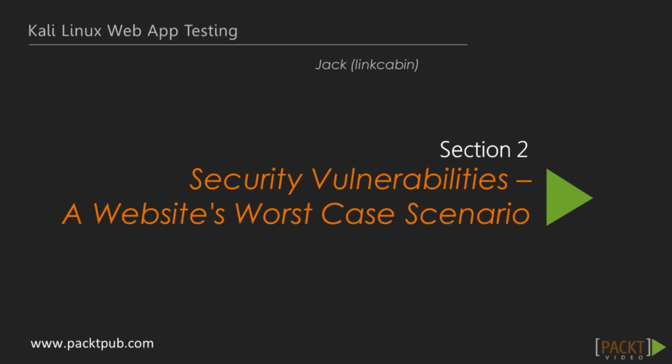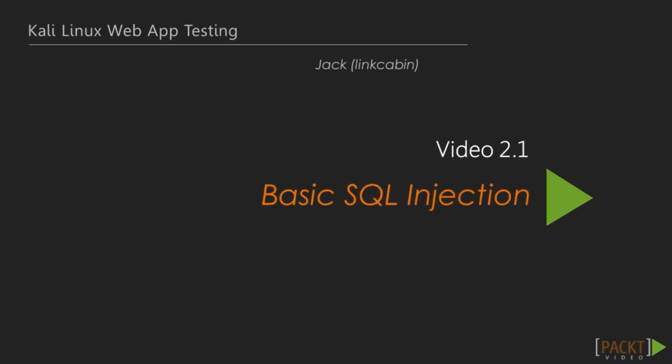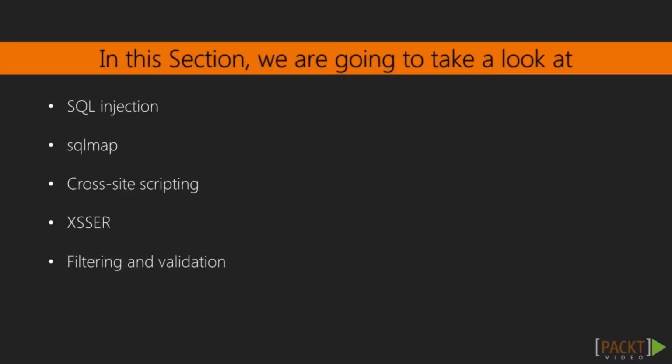Hi guys, in the previous section we looked at the course overview, looking at the different parts of what's going to be in the course. We also had a look at me and what I do, and also we looked inside of Kali Linux, the different commands and features available to us so that you're able to start web penetration testing. In this section, security vulnerabilities, a website's worst case scenario, we will take a look at SQL injection, SQLMap, types of cross-site scripting, working with XSSER, and filtering and validation.